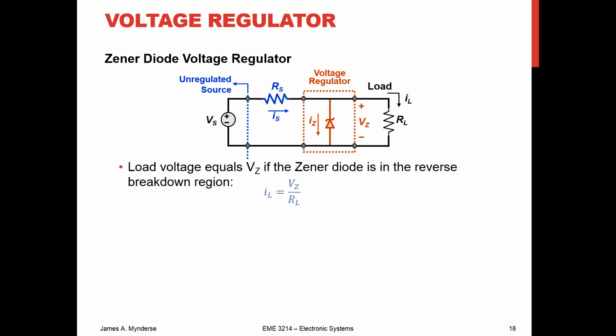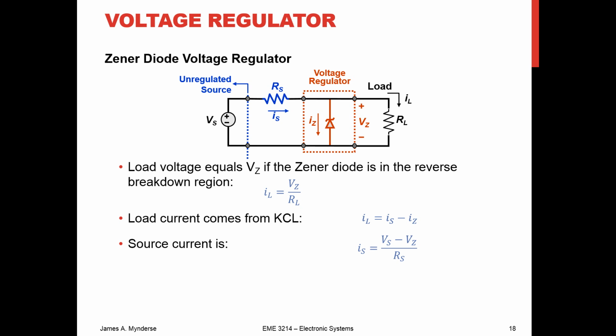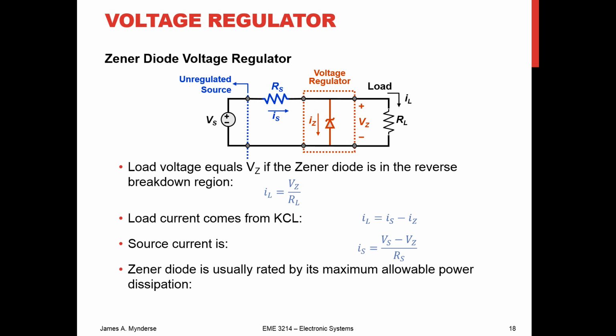So if we choose that our load voltage is going to be VZ, because it's going to stay very close to VZ and it's in parallel with the load resistor, so the load current is going to be VZ over RL, which is just Ohm's law, then we know that the load current coming from KCL is going to be the source current minus the current through the Zener diode. Then the source current must be Vs minus Vz over Rs, which is, again, just Ohm's law based on, well, it's Ohm's law and Kirchhoff's law combined.